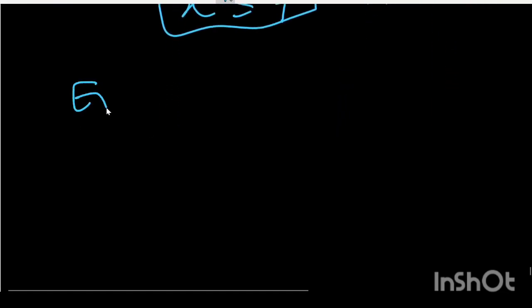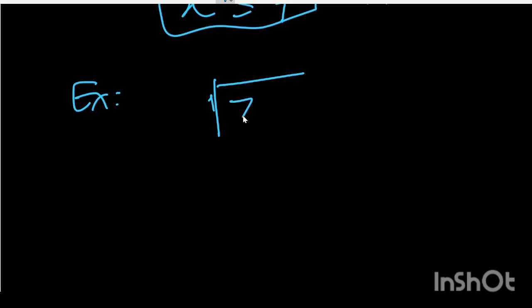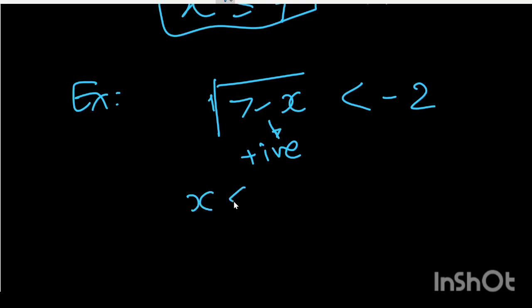Now for example, if I ask you root 7 minus x less than minus 2, instead of greater than. The square root function always gives positive values, for the values belonging to the domain x less than equal to 7. Now this is positive, and minus 2 is a negative quantity.